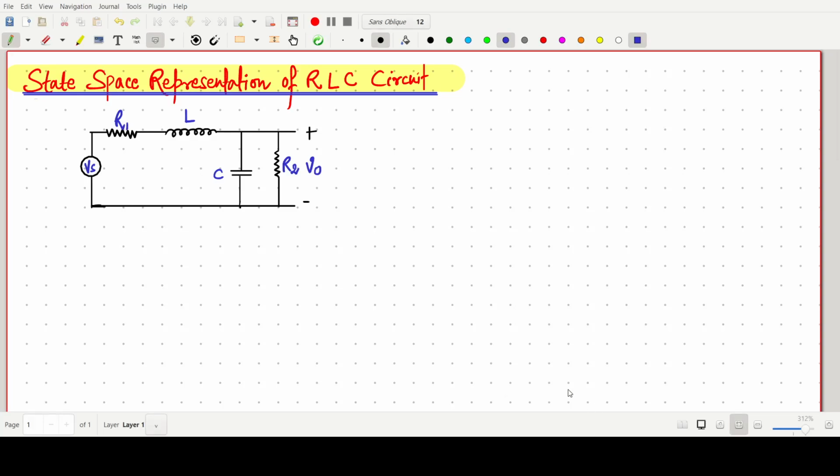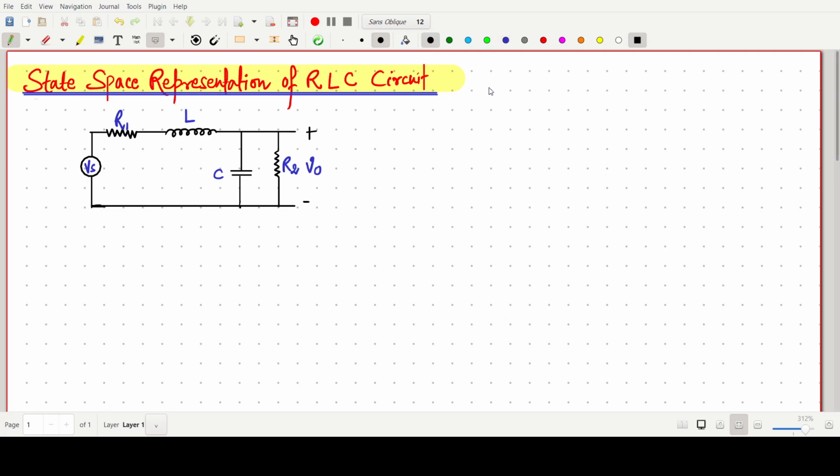Welcome everyone. In this video lecture, we will write the state space representation for an RLC circuit. In the last video, I made the RC circuit and its state space representation. I will share the link for those who want to go through the RC circuit. Today we will write the state space representation for the RLC circuit.